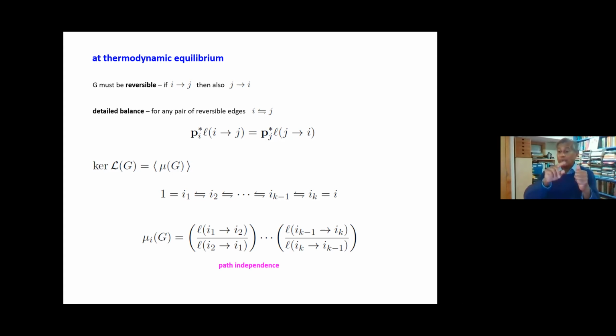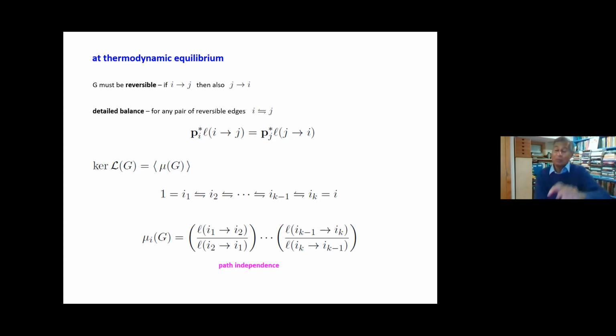And then I take the product of the ratios of the labels along the path, and that's it. The first thing that will probably occur to you is, well, what happens if I take a different path? And the answer is that detailed balance ensures that it doesn't matter what path you take, you get the same answer.